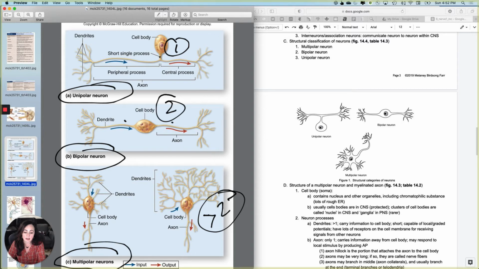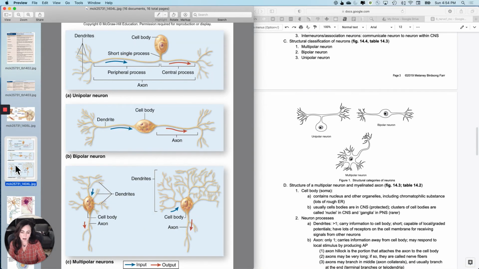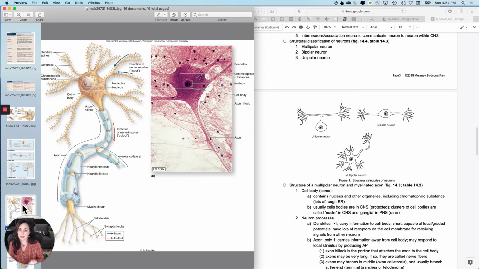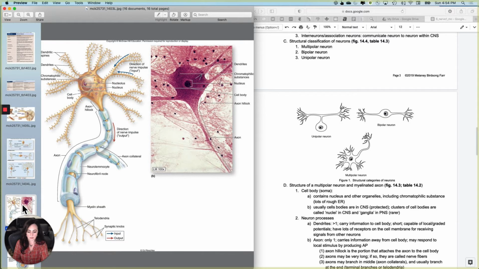Now, the neurons that you have looked at most frequently, and that are actually most abundant in the body, are the ones that look like this. And that is a what? Is this unipolar, bipolar, or multipolar? This is a multipolar neuron. And then you've got some diagrams here as well. Again, how many things does it have sticking to the cell body? Does it have 1, 2, or more than 2? Unipolar, bipolar, and multipolar.